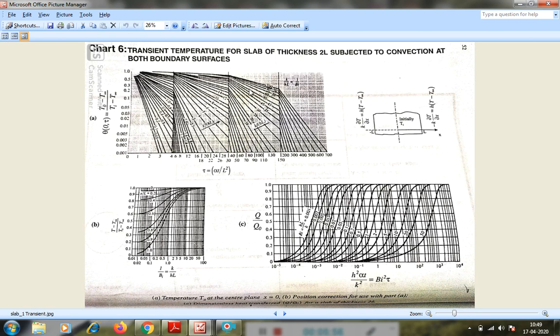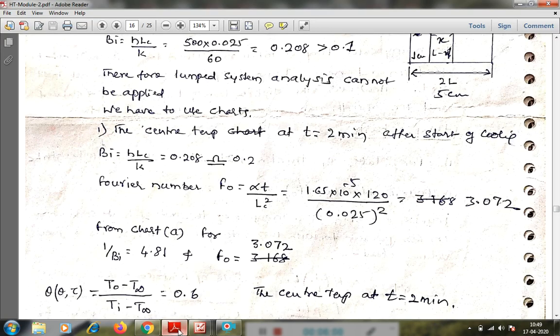By taking these two, we have to use this one, the Fourier number and 1 by Biot number. 1 by Biot number is 4.81. From that, the temperature ratio (T0 minus T infinity) by (Ti minus T infinity) is equal to 0.6, we got.